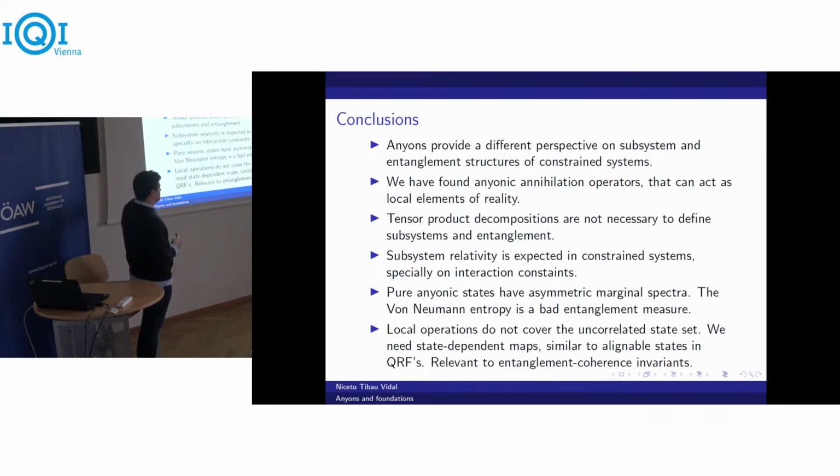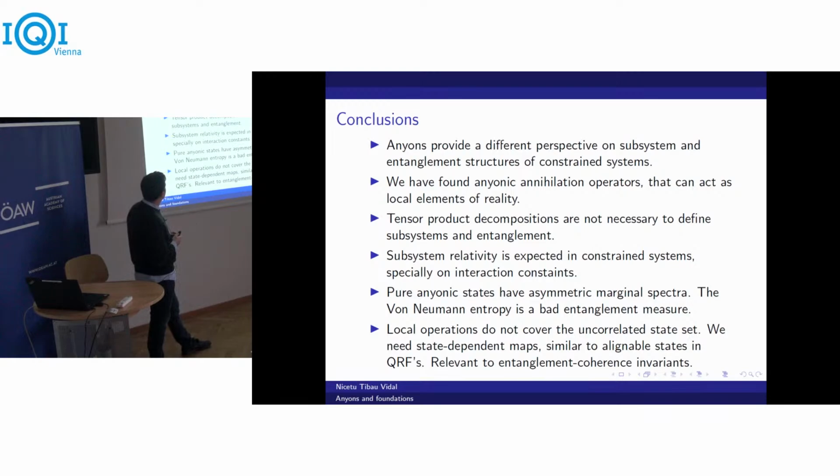Second, this is a bit of promo: we have found creation and annihilation operators for anyons. I think it's a very cool result. Hopefully it will come out soon in paper form. And you can use them as local elements of reality. We can discuss this interpretation if you want. Then, tensor product decompositions are not necessary to define subsystems and entanglement. It really helps because you have a much cleaner structure, but to define subsystems they are not necessary at all. And to define entanglement, we have a definition of entanglement, but it's the measure of entanglement that is more complicated.